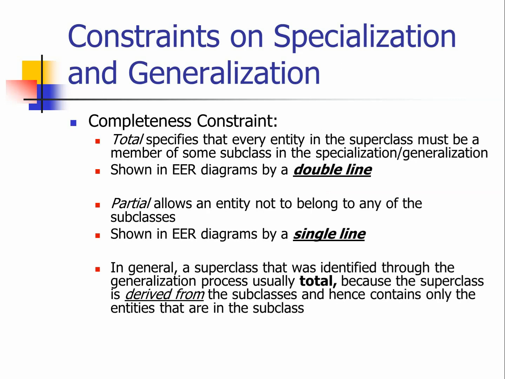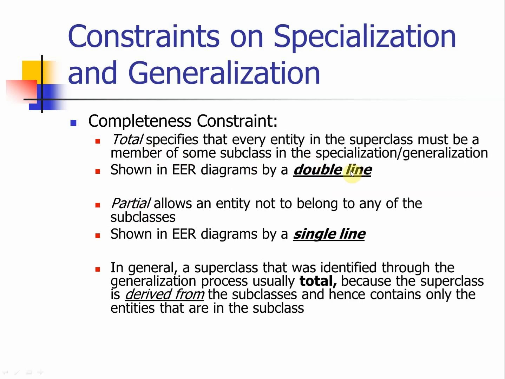Starting with the completeness constraint, it has two choices. One is a single line, the other one is a double line. A single line indicates a partial constraint, and a double line indicates a total constraint. The concept is exactly the same as the relationship constraints that we discussed in the ER diagram.